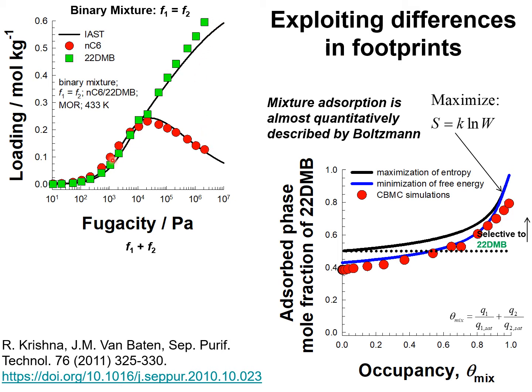The continuous solid lines are the IAST calculations of mixture adsorption using the unary isotherm data for the two components. A different way to explain entropy effects is to plot the adsorbed phase mole fraction of 2,2-DMB as a function of the mixture occupancy within the 12-ring 1D channels. The red circles represent the CFZ data calculated from the mixture adsorption equilibrium.